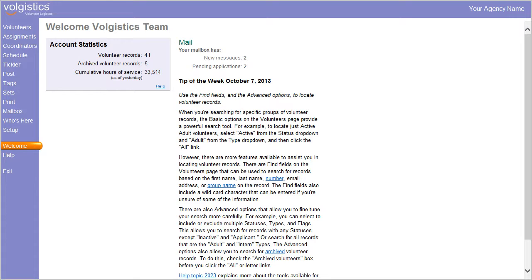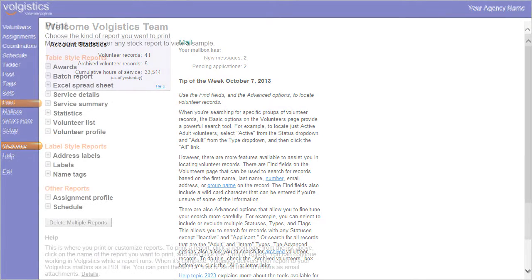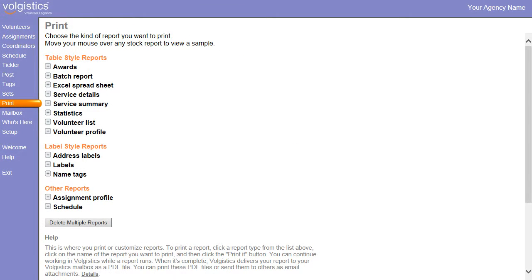Volgistics is even easier for site-level operators to understand and use, since some or all of the administrative functions are performed for them. This is especially beneficial in organizations where volunteer management is just one of the many responsibilities the site-level operators have. When site-level operators generate reports, their reports include just their site's volunteers. Headquarters can generate reports that include all volunteers from all sites.